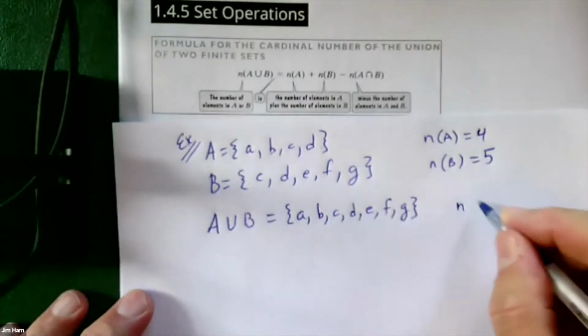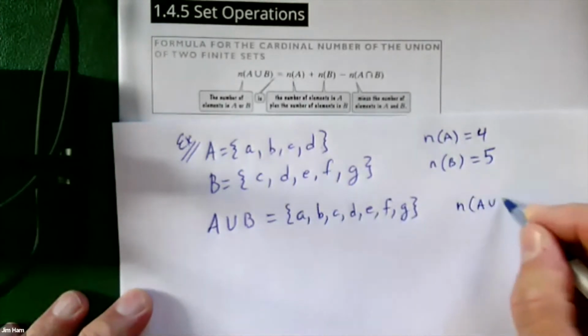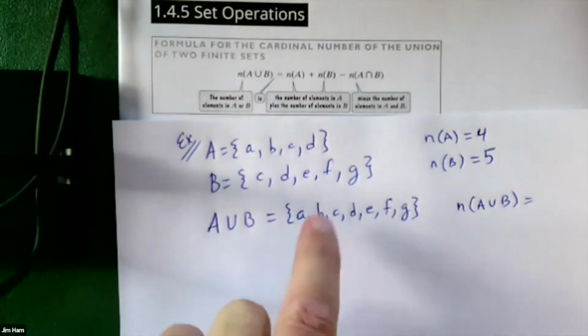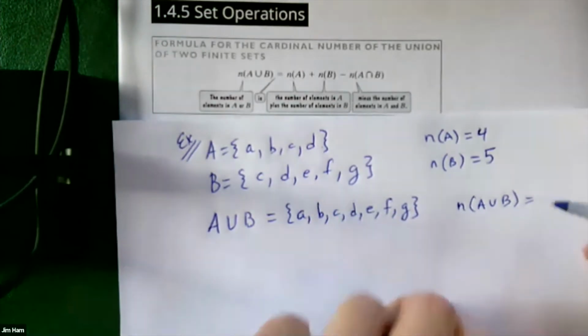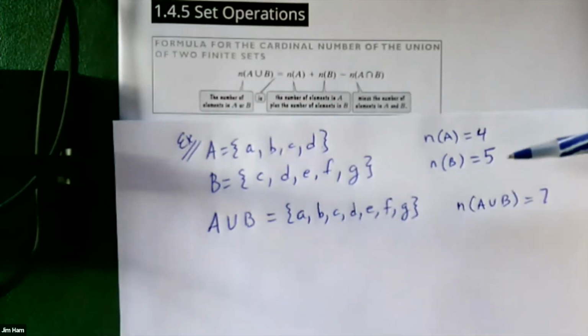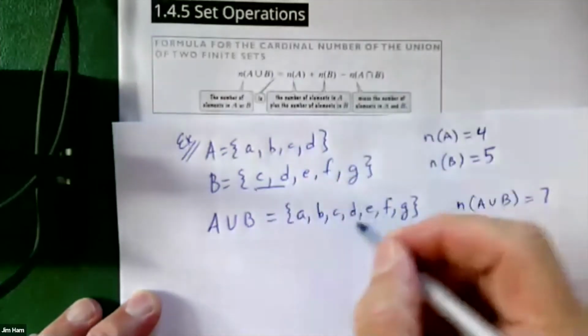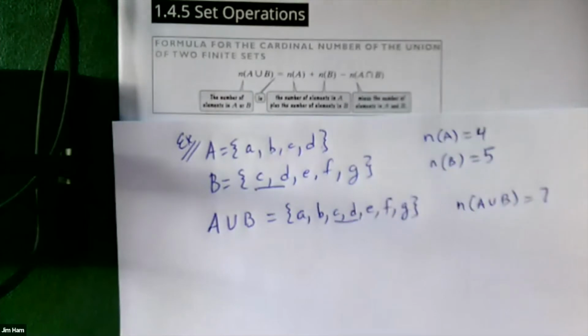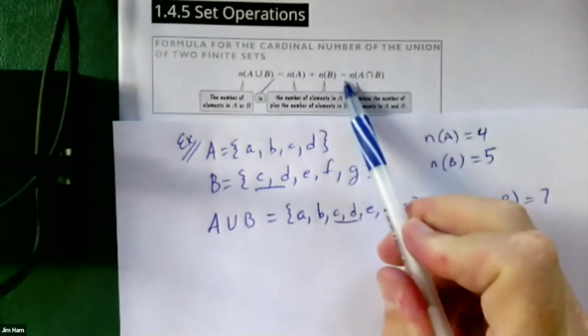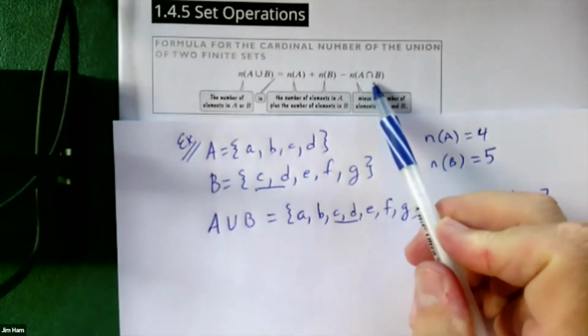How many elements are in the union set? 1, 2, 3, 4, 5, 6, 7. So notice that if we just added the number in A and the number in B together, we would get 9, but that's not equal to the number in the union. The reason is that these two elements, C and D, we don't want to count them twice. That's why this formula says we subtract off the number in the intersection.